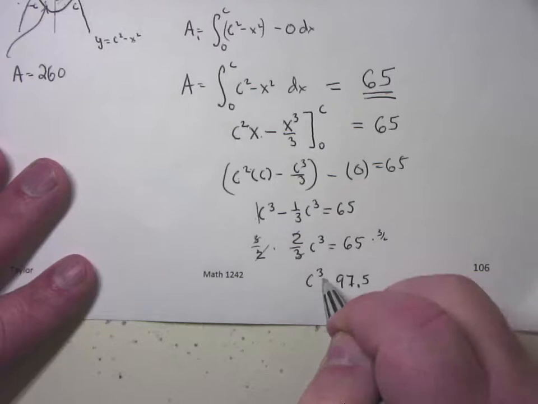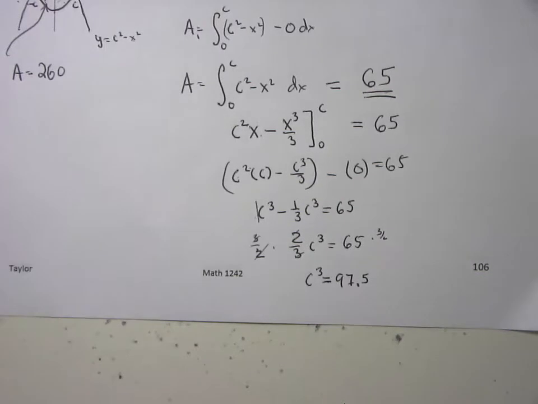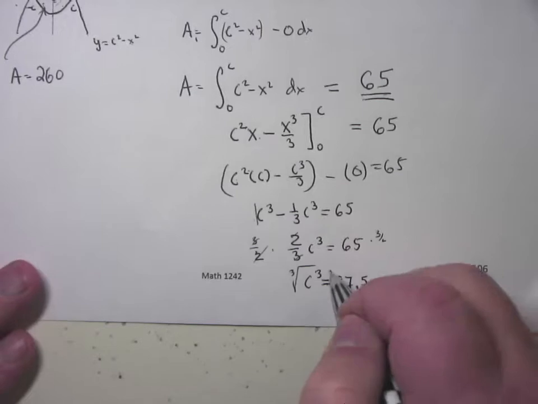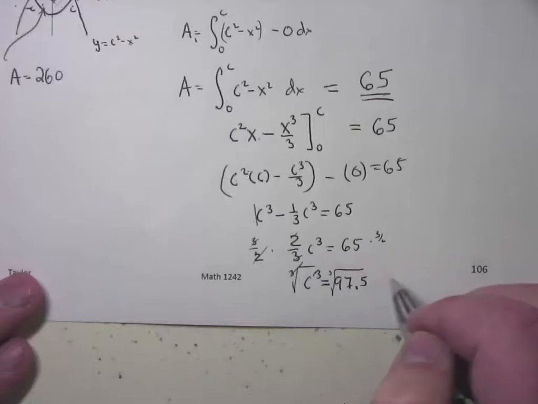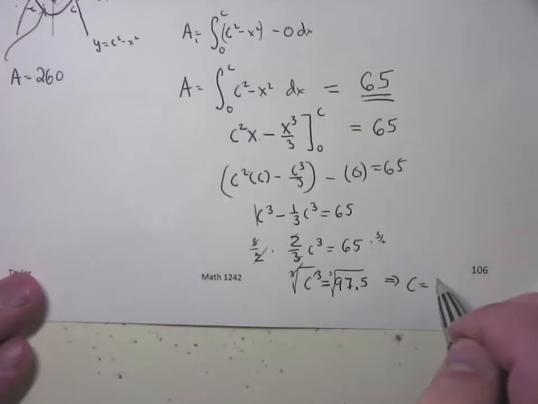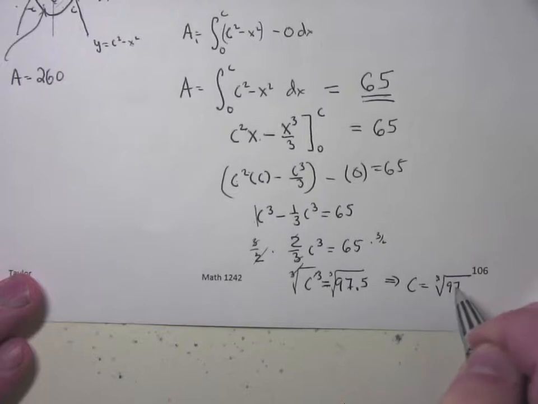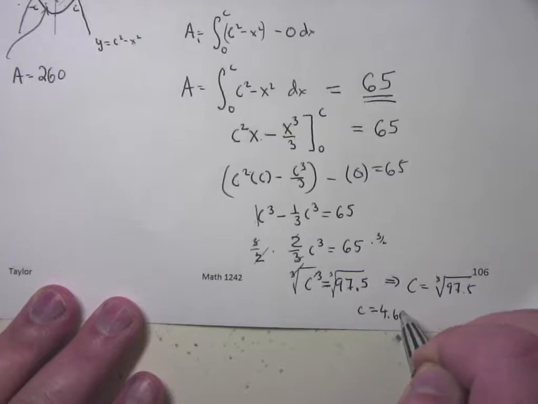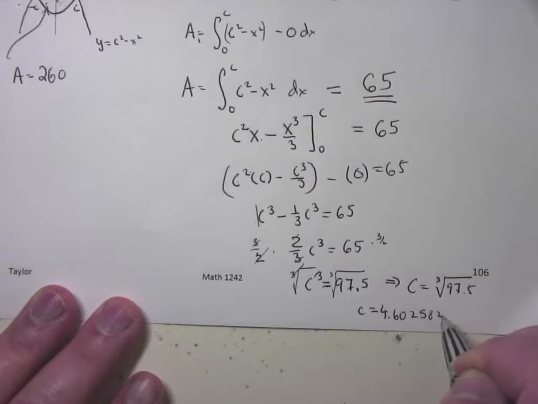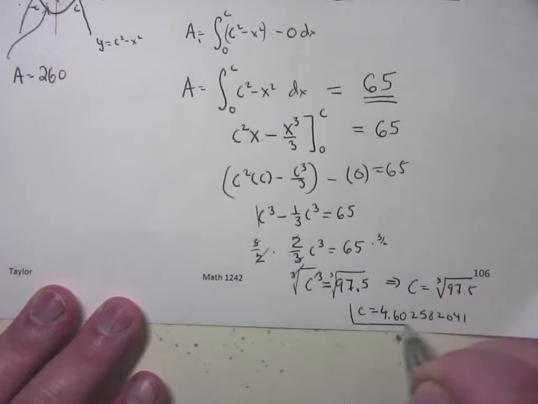So crappy decimals, because I copied this one right off of WebWork. So c cubed is equal to 97.5. That's where I got the 65 times 3/2 from. Now, what kills off that cube? Take the cube root of both sides. And c is supposed to be greater than 0, so notice I'm using the positive c here, so the cube root cancels. So c is equal to the cube root of 97.5. And if you stick that on your calculator, you get 4.602582041. Welcome to WebWork. There you go. There's your answer.